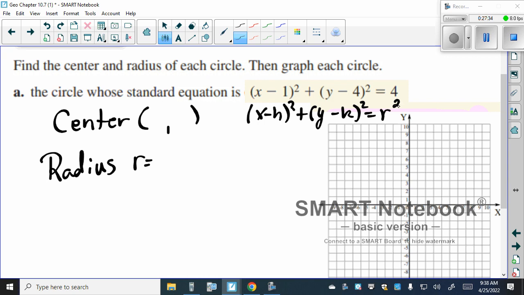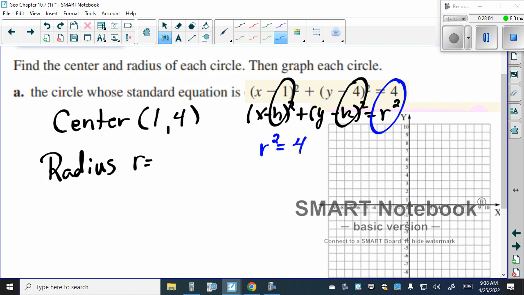So what's our value of h for this problem here? And k is 4. Now since it's x minus 1 and y minus 4, since the negative is still there from our original equation, the values of h and k are both positive. Now our radius squared is 4. So to figure out what the radius is, we have to take the square root of 4. And the square root of 4 is?